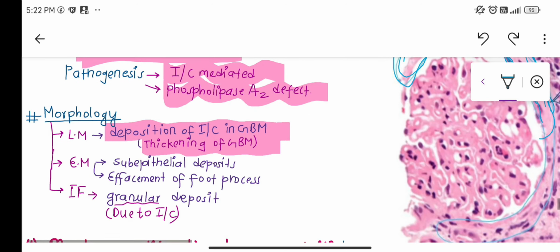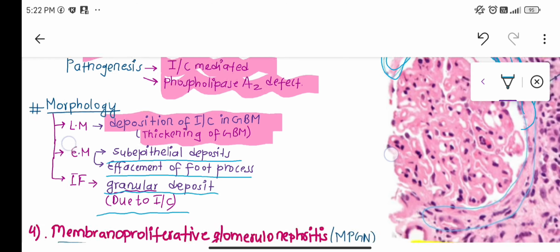Now on electron microscopy you will see the epithelial deposit as well as effacement of the foot process of the podocyte. On immunofluorescence you will see the granular deposit, and this granular deposit is seen due to the immune complex. If immune complexes are deposited, they will show a granular deposit.